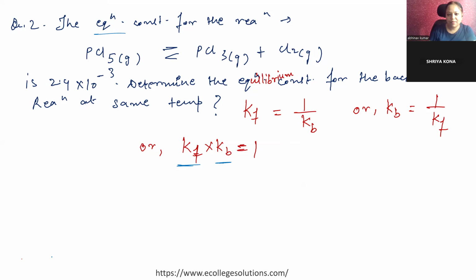You just do 1 over 2.4 times 10 to the negative 3. Actually, the answer is not important, the method is important over here. No? The answer is important in MCAT. Okay, you can write Kf times Kb is equal to 1. Okay, did I go to the next slide?